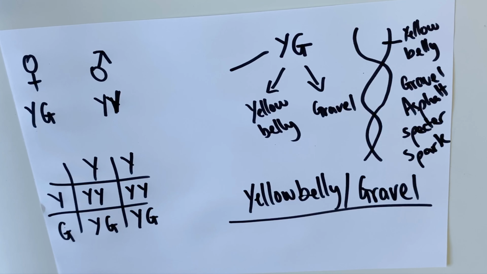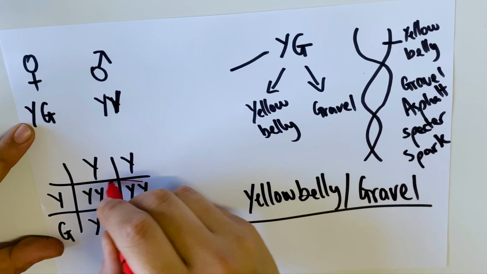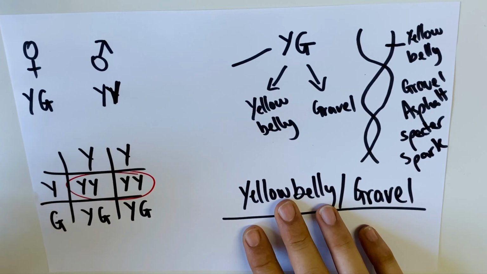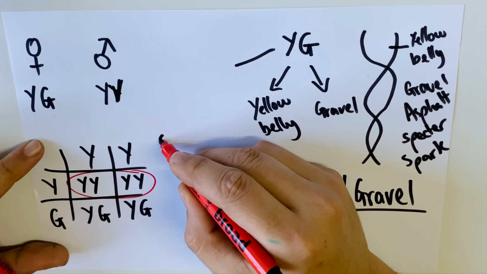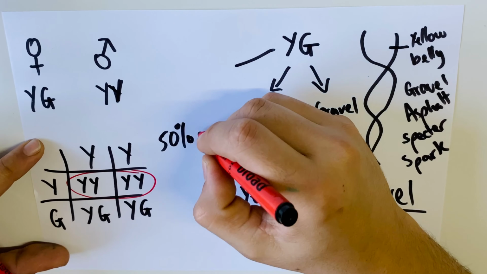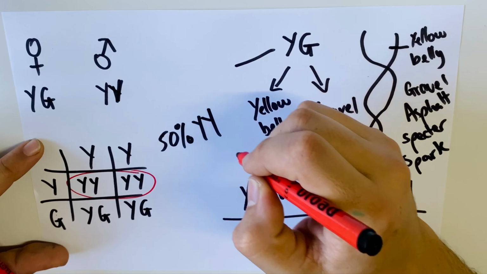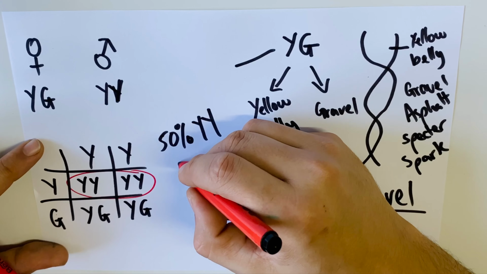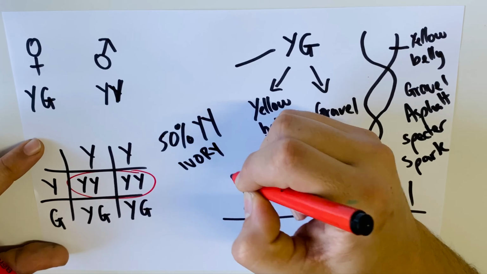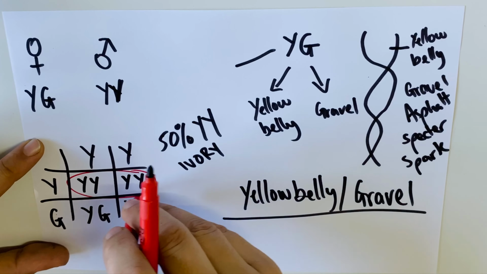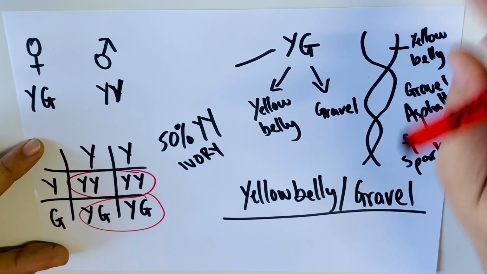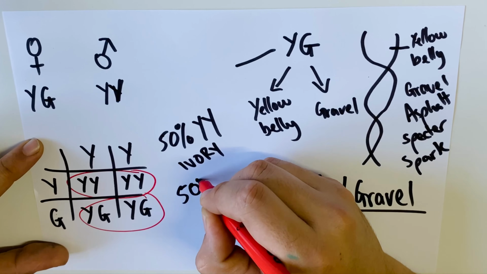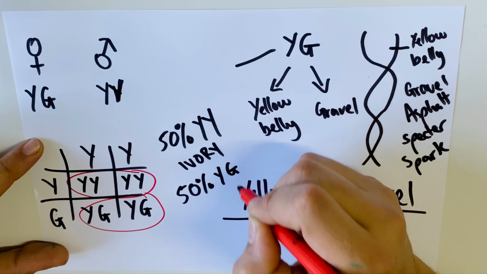And you'll see that 50% of the offspring produced from this pairing will be ivories. So 50% will be Y, Y, homozygous. And we know that an ivory is a super yellow belly, so it would be an all-white snake. Whereas the other 50% here would be yellow belly gravel, which is highway. So the other 50% would be Y, G, which are highways.